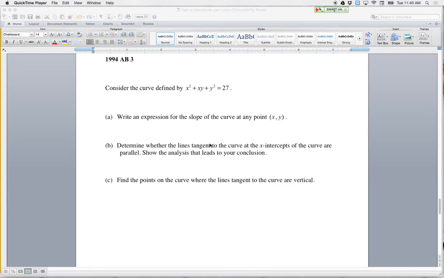1994, AB3. Consider the curve defined by x squared plus xy plus y squared equals 27. Okay? I'm hungry too. Write an expression for the slope of the curve at any point x, y. What are they wanting you to do when they ask for the slope?